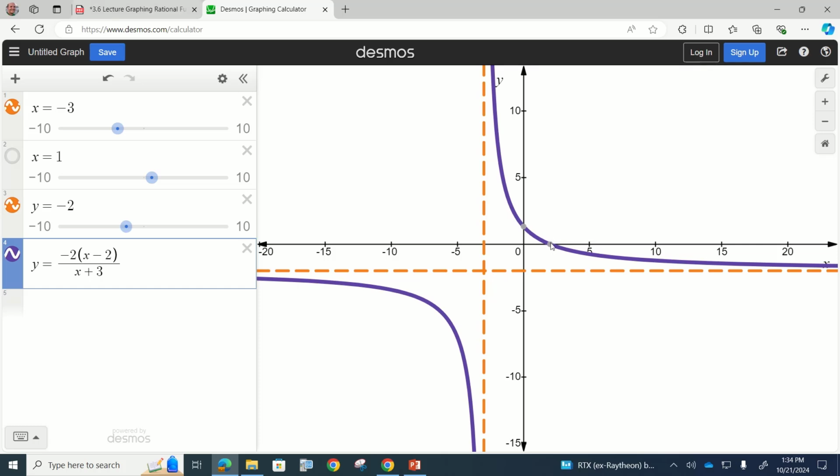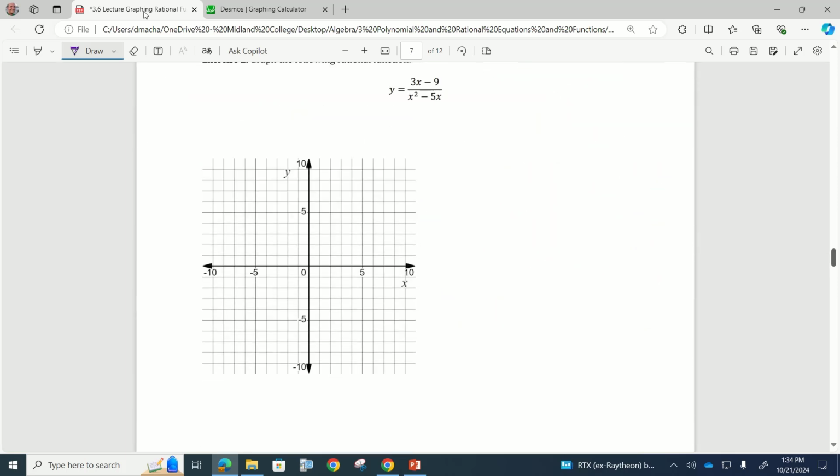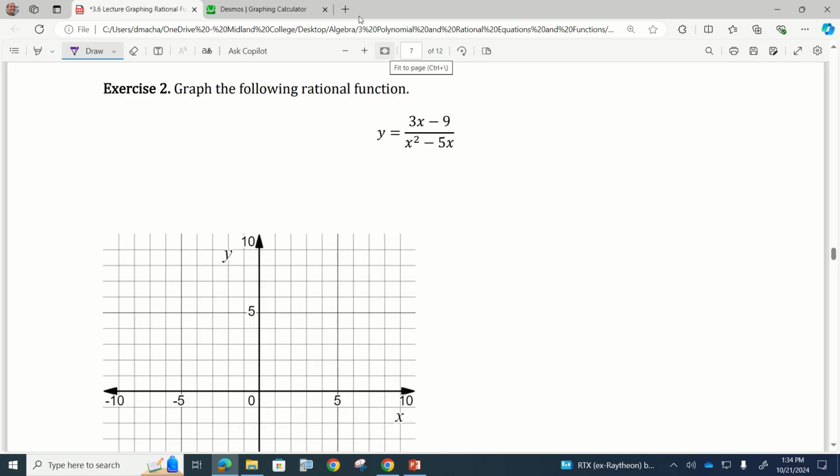All right. Moving on to the next one. This one is admittedly a little bit tricky, and I'll tell you about the tricky part whenever we get there.